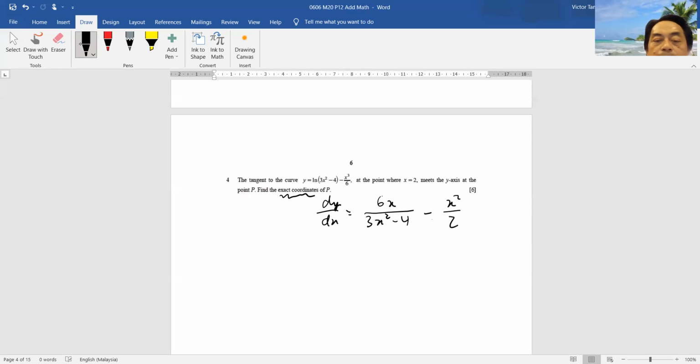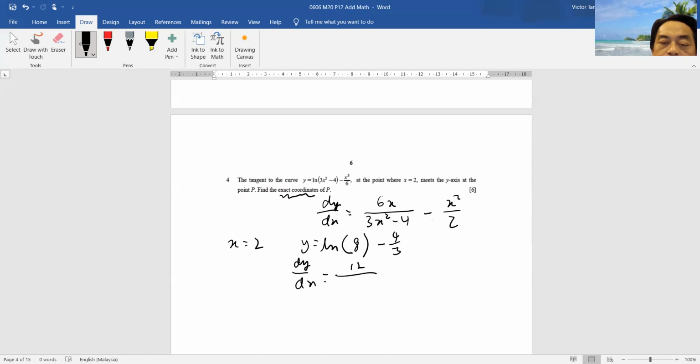Okay. Now when x equals 2, y equals ln(3 times 2 squared minus 4), which is ln 8, minus 2 cubed, 8 over 6, which is 4 over 3. So when x equals 2, dy over dx equals 6 times 2, which is 12, over 3 times 2 squared minus 4, which is 8, minus 2 squared over 2, which is 4 over 2. This will give you.